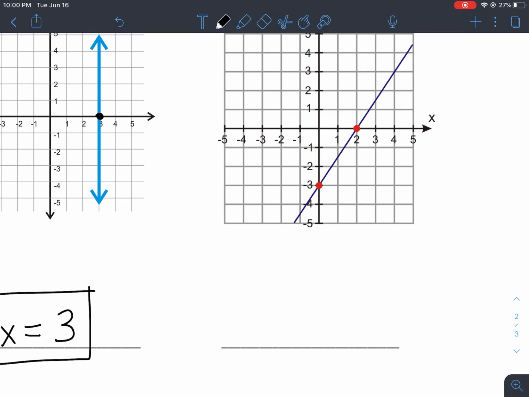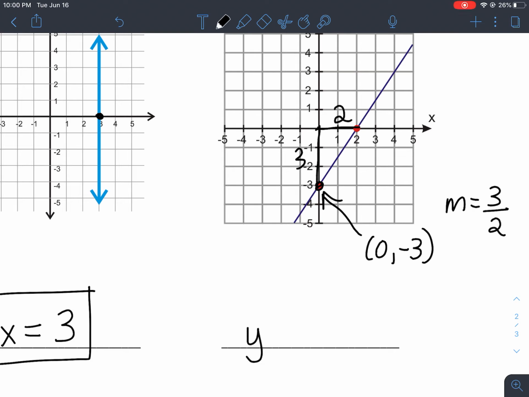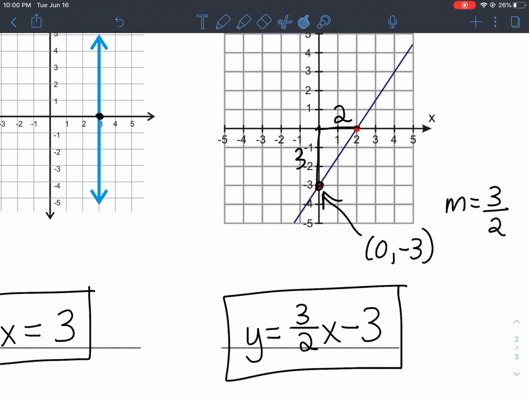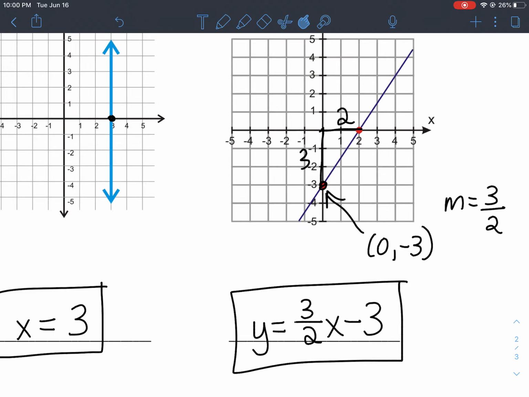That will really help. And then our last one here, looks like our y-intercept is -3. And our slope is definitely positive. It's going up from left to right. It's going up 1, 2, 3. So up 3, over to the right 2. So up 3 over 2 means our slope is 3 over 2. So our equation is y equals mx plus b, y equals 3/2 x minus 3. Remember, if your b is negative, just put minus. You don't need to put plus negative.